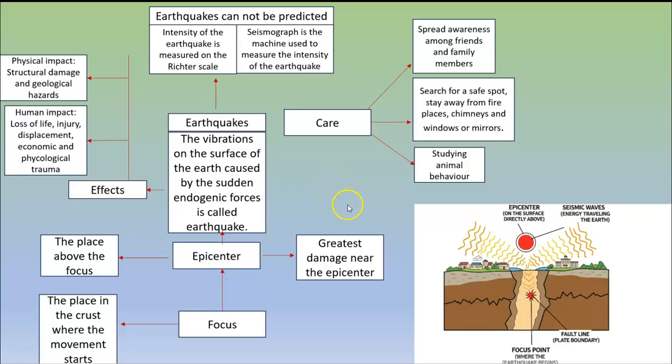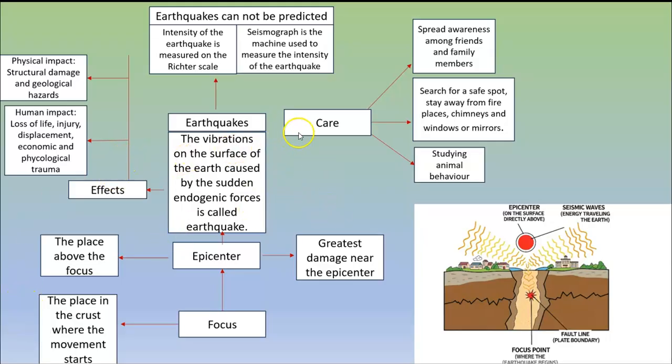It starts at the focus point, which is in the crust, and reaches the epicenter, which is above the focus point, and the greatest damage is always near the epicenter. Earthquakes cannot be predicted but can be measured by a machine called a seismograph. The unit in which the intensity of an earthquake is measured is called the Richter scale.